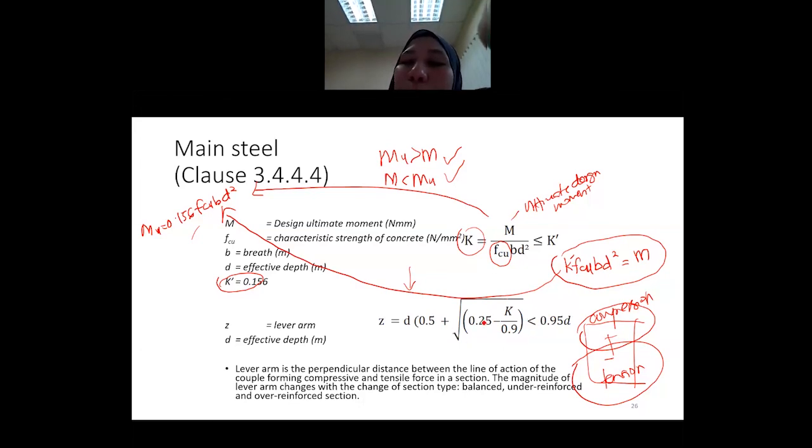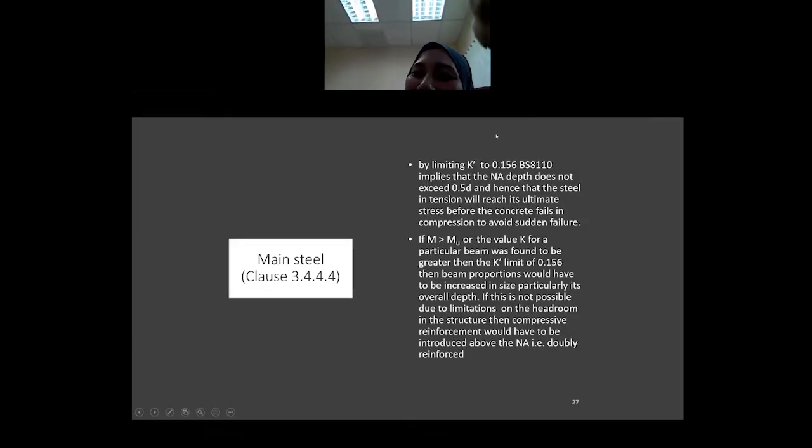And also we must make sure that the value of Z is less than 0.95D. Okay. Ini memang value dia, bukan I yang buat. Okay. Mesti lebih rendah pada 0.95D. Okay. Kesian korang. I rasa you tak faham kot. Tak apalah. Alright, so this is the reason why kita nak limitkan K prime to 0.156.